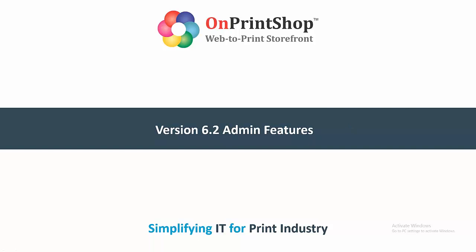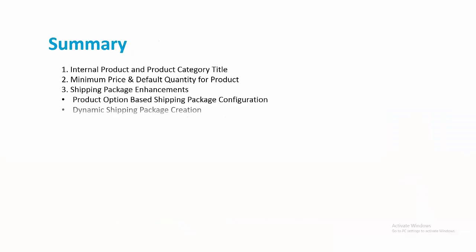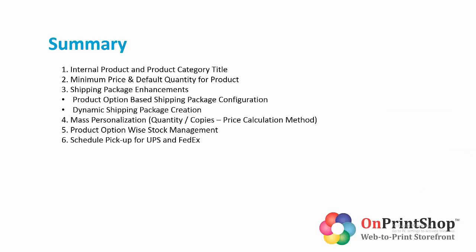So in these admin features we will see all these features. The very first feature is internal product and product category title, and then minimum price and default quantity for products, and so on. So we will discuss them one by one. Starting with the first point, which is internal product and product category title.